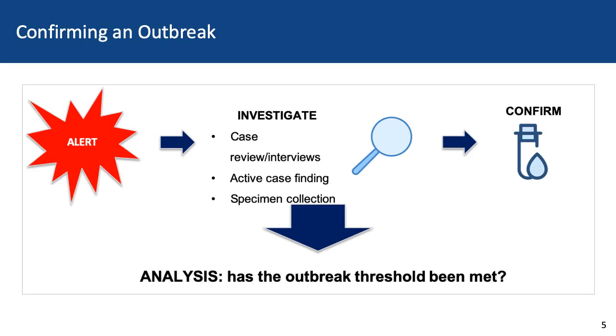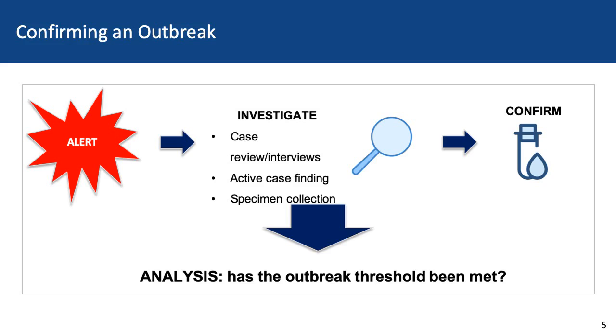Now let's review some of the key steps in confirming an outbreak. First, an alert notification is made, followed by an investigation. The investigation involves case review or interviews, active case finding for additional persons sick with the disease, and specimen collection. Specimens may be blood, urine, cerebrospinal fluid, or other types depending on the disease suspected. The next step is confirmatory diagnostic testing. This may occur at or near the point of collection using rapid diagnostic tests or field deployable diagnostics. Frequently, however, specimens may be properly packaged and transported to a reference laboratory.